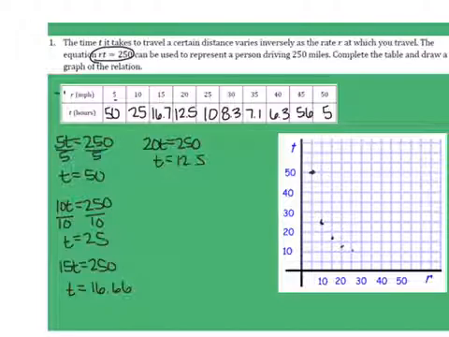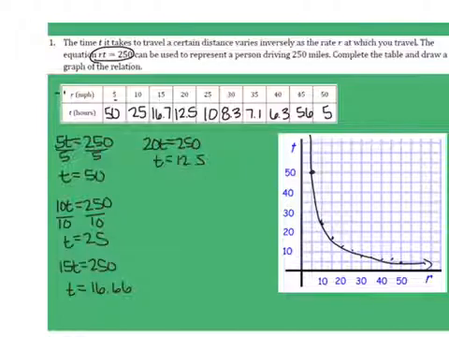30, up to 8.3. 35, up to 7.1. 40, up to 6.3. 5.6 at 45, and 5. So it's going to make a shape like exponential decay. We've seen this shape, so it gives us part of that when we're looking at an inverse variation.